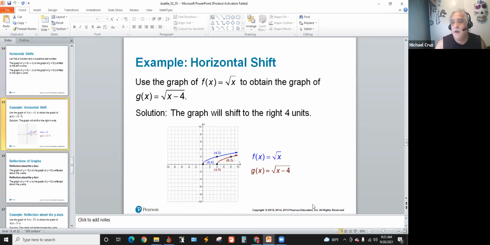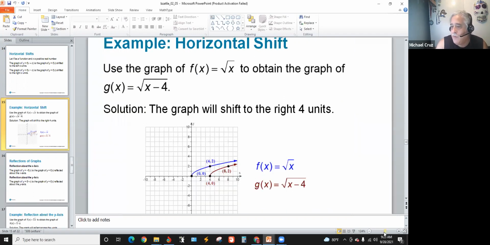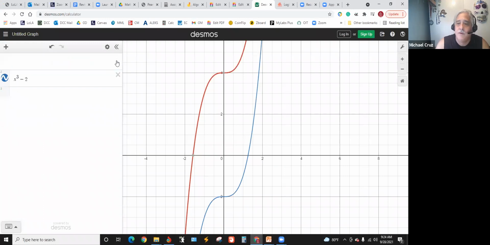Well, let's look. Here's a square root function. Notice that inside now the number is -4 inside of the square root function. So it shifts it 4 to the right, the opposite of what you might think. So a negative value there, in this case 4, shifts it to the right, to the positive side 4.